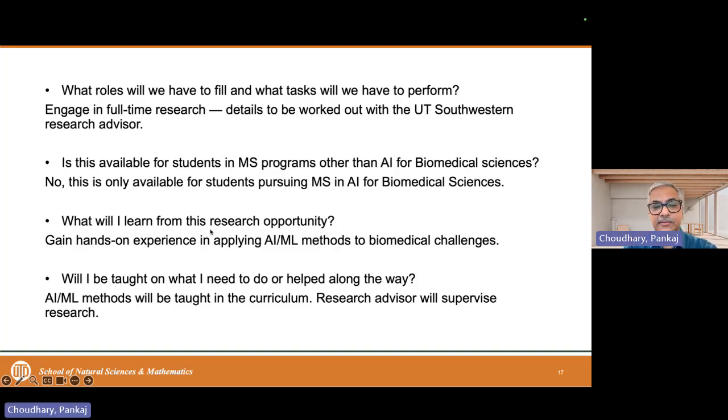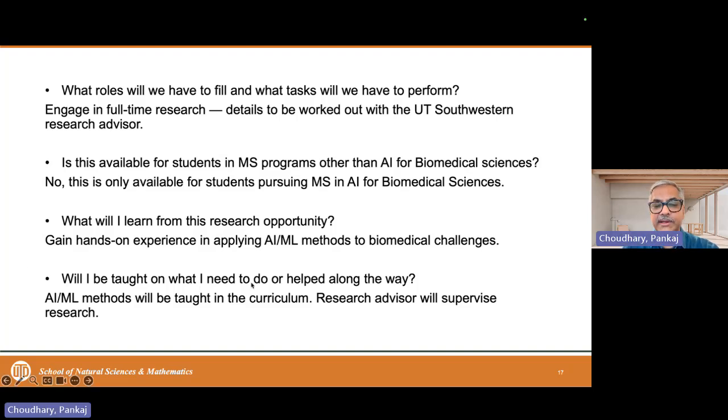What will I learn from this research opportunity? You will get very valuable hands-on research experience in applying AI and ML methods to biomedical challenges, and you will be working alongside very elite researchers. Okay, this is what you are going to learn.